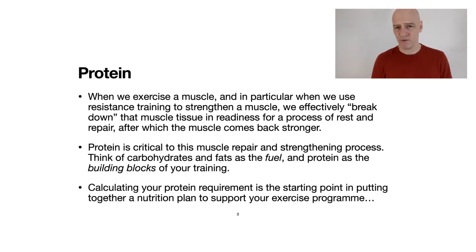When we exercise a muscle, and in particular when we use resistance training especially to strengthen a muscle, we are effectively breaking down that muscle tissue in readiness for a process of rest and repair, and after this the muscle becomes stronger. Protein is critical to this muscle repair and strengthening process. Think of carbohydrates and fats as the fuel and protein as the building blocks of your training. And by the way, those three elements are called macronutrients: protein, carbohydrates and fats.